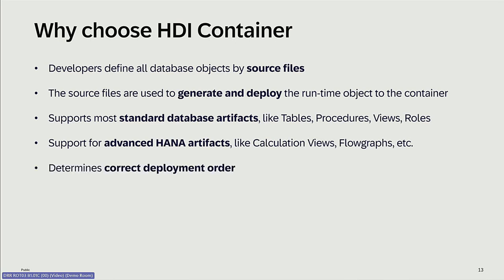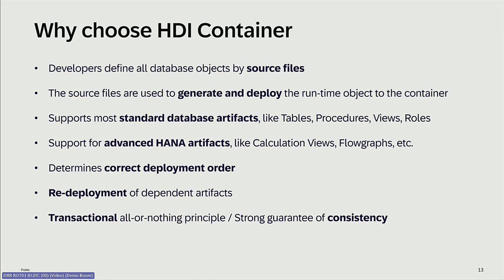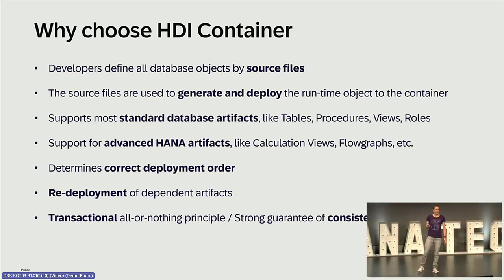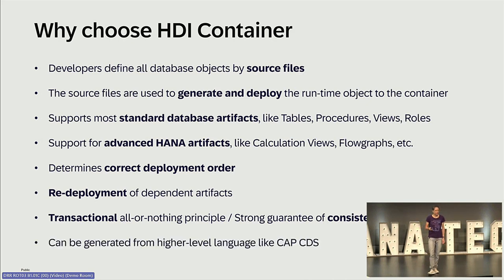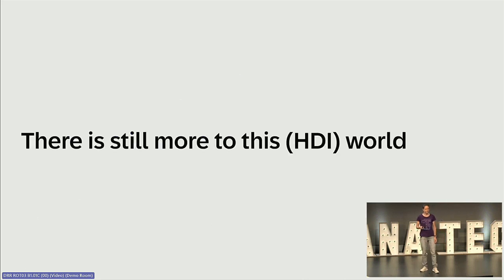It determines the correct deployment order by building this dependency graph. We have the possibility to redeploy this, as we have done with the magical items. And what we have also seen in the example for the magical items is we have a transactional all or nothing principle and the strong guarantee of consistency. And yeah, it can be generated from higher level languages like CAP CDS.